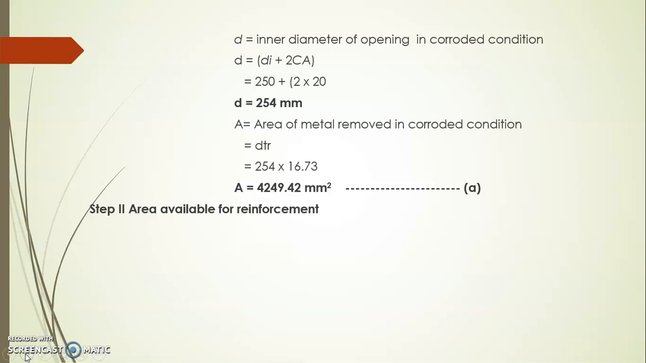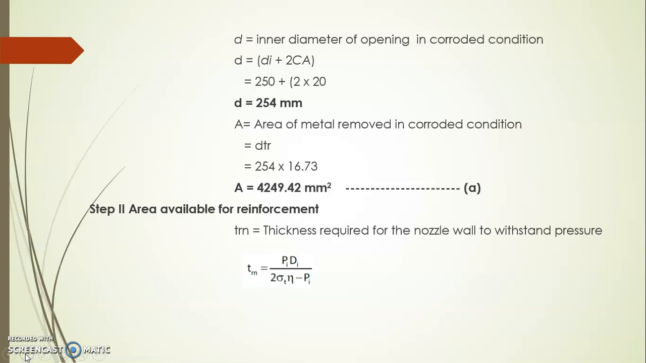Step 2, area available for reinforcement. Let Trn be the thickness required for the nozzle wall to withstand pressure. Therefore Trn, its formula, Trn is equal to Pi di divided by 2 sigma t eta minus Pi. Substituting the values, 2.5 into 250 divided by 2 into 133.33 into 0.85 minus 2.5. Therefore Trn, we are getting it as 2.79 mm. That is the thickness required for the nozzle wall.